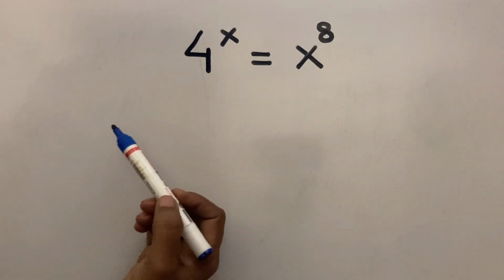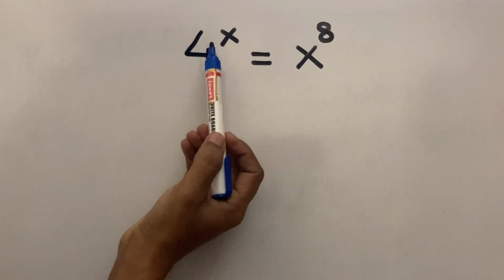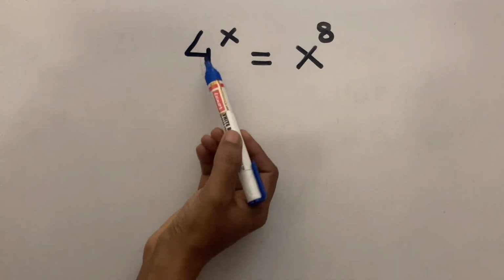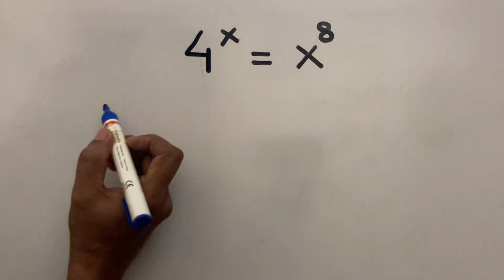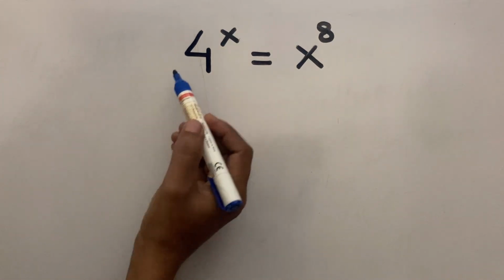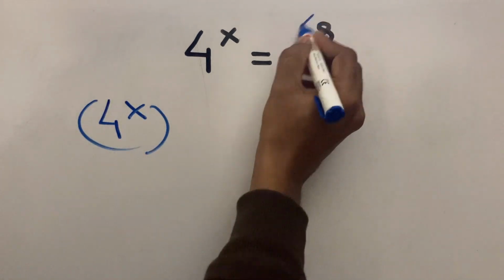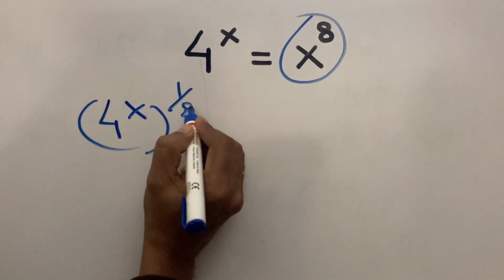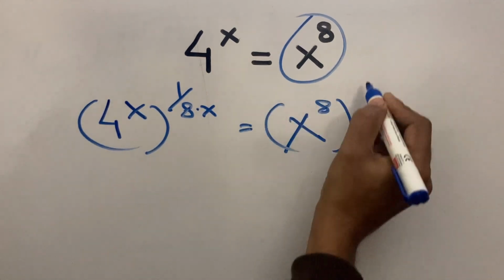This is a very simple but tricky question where you have to find the value of x when 4 to power x is equal to x to power 8. To solve this problem, the first thing we are going to do is apply 1 divided by 8x power on both sides of the equation.